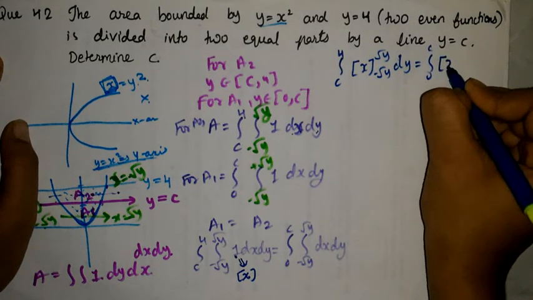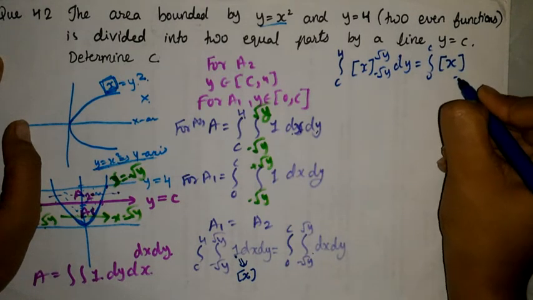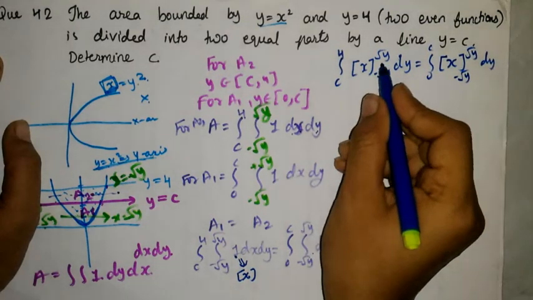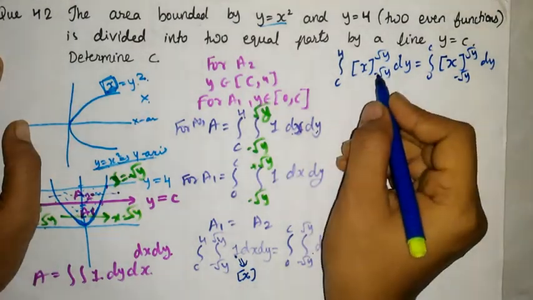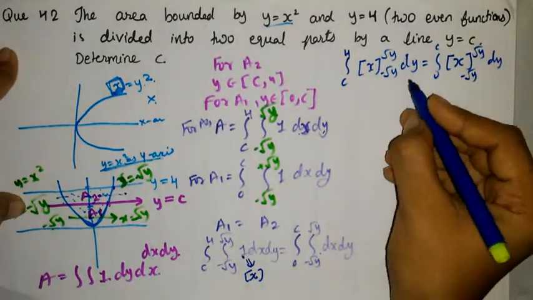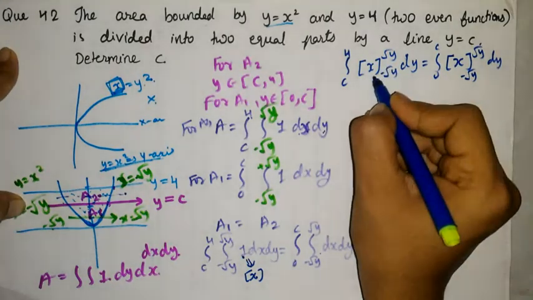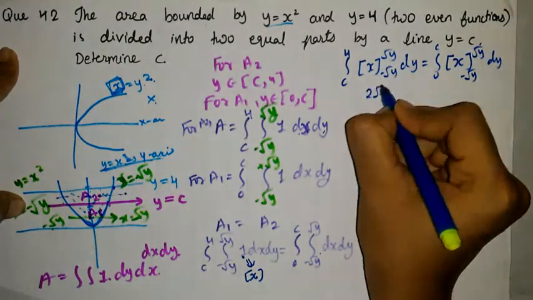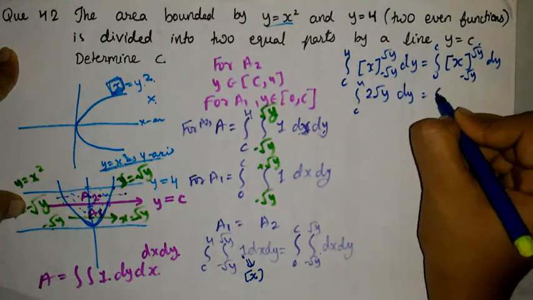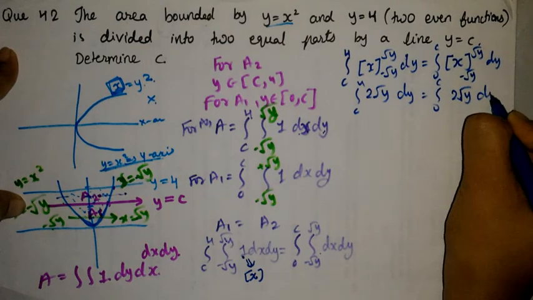Here it will be integration of 1 with respect to dx is x, limited from minus root y to root y into dy. Now solving this, we will get upper limit minus lower limit. So when we put the upper limit, we get root y, minus lower limit, so root y minus minus root y. So 2 root y dy limited from c to 4, that is equal to 0 to c. Here also 2 root y into dy.